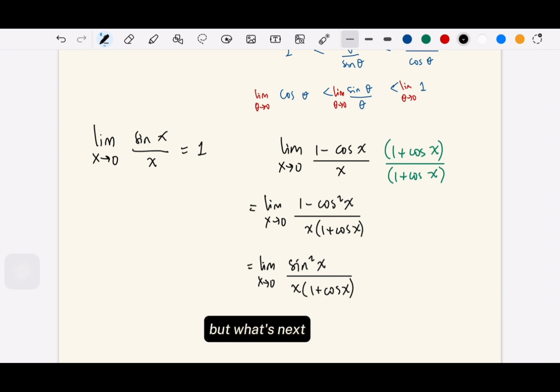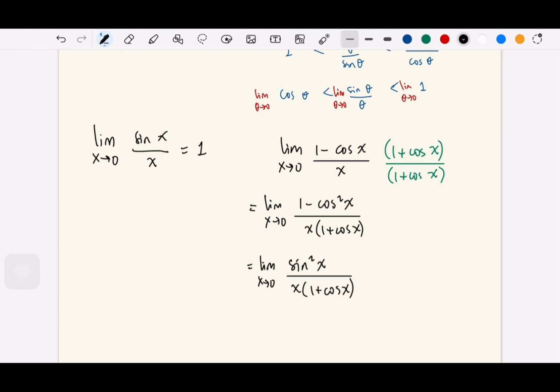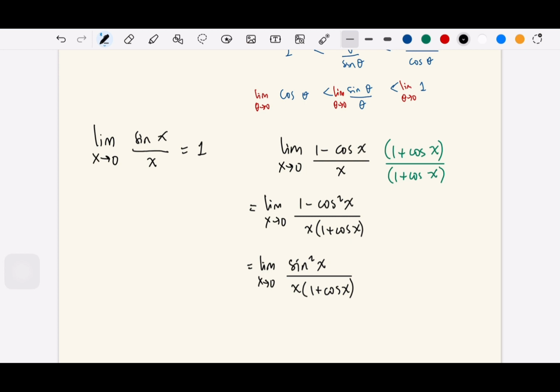But what's next? Sine squared means sine x multiplied with sine x. How about we separate them? Okay, so we take the limit of sine x over x at the left and the limit of sine x over 1 plus cosine x. Okay?